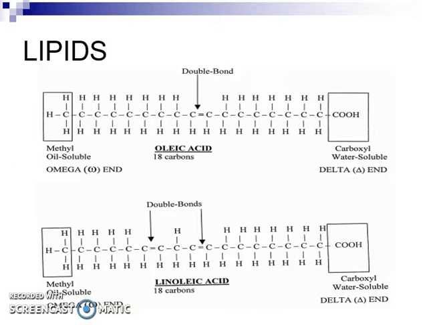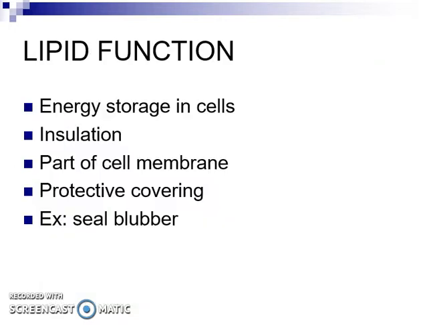Those points are actually going to be much easier to break because they're much weaker. Now, lipid function: we use them to store energy in cells. We use them to insulate. If you think about blubber in seals, blubber in whales, they're used for insulation. They keep all that energy inside.